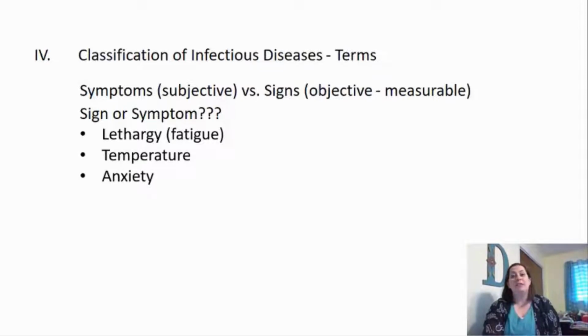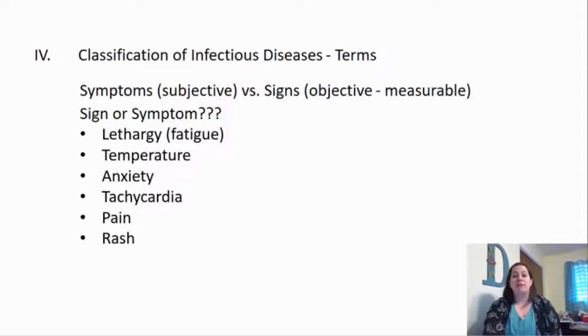Anxiety, again, the person is telling you that they're anxious, so this would be subjective, so it would be a symptom. Tachycardia is a high heart rate. This is something that we can measure, therefore it is a sign. Pain. Now, pain, guys, is subjective. Everybody has different tolerance to pain and things like that. That's why we use the pain scale, but we're relying on the patient to let us know, and so this is considered a symptom.